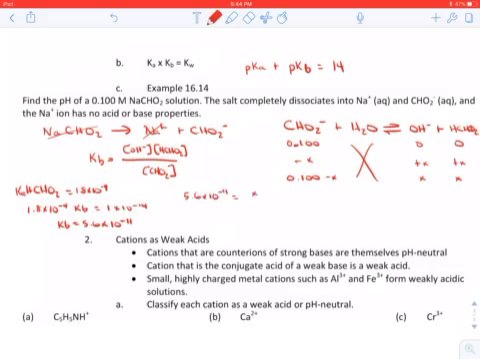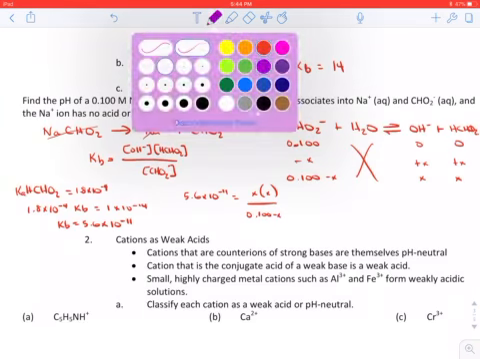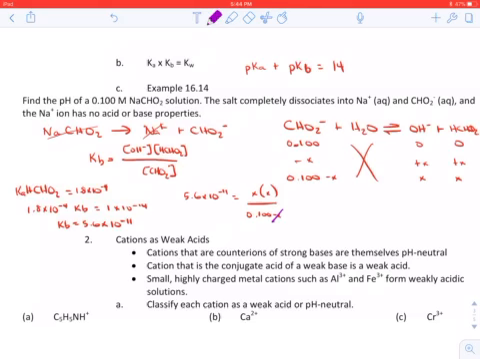5.6 times 10 to the negative 11th equals x times x over 0.100 minus x. Again, we're still going to eliminate that minus x because it's going to be really small. So we've got x squared over 0.1 equals 5.6 times 10 to the negative 11th. And we're just going to jump ahead to what x equals. X is going to be our hydroxide ion concentration, but it's also going to equal 2.4 times 10 to the negative 6th.